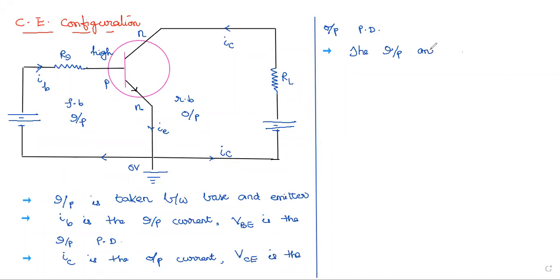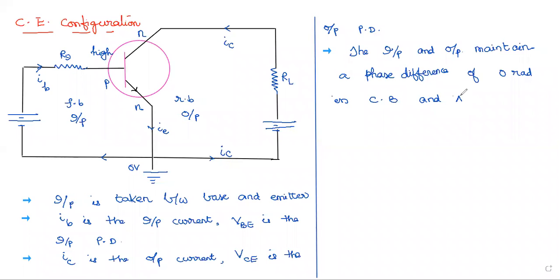The input and output, either current or voltage, maintain a phase difference. Okay, this is the main important point for the AC part. Phase difference of 0 radians in common base and pi radians in common emitter configuration.